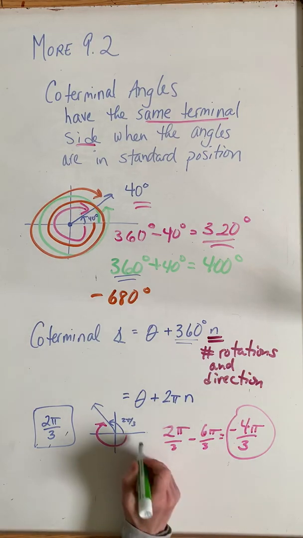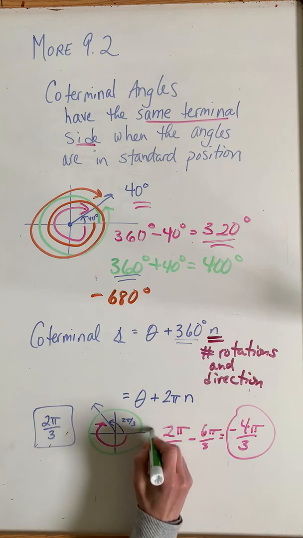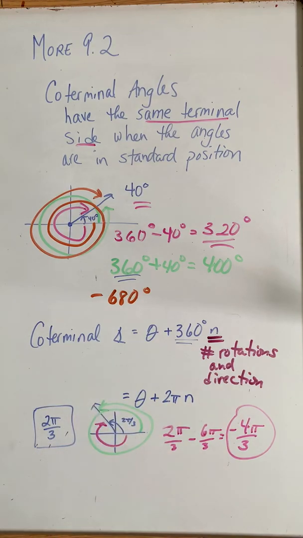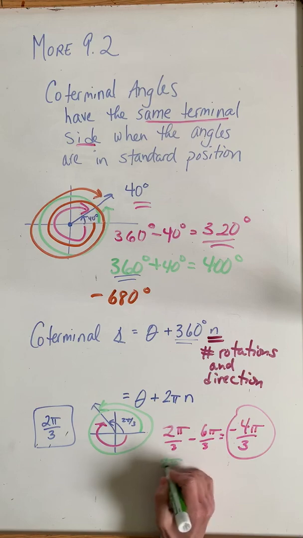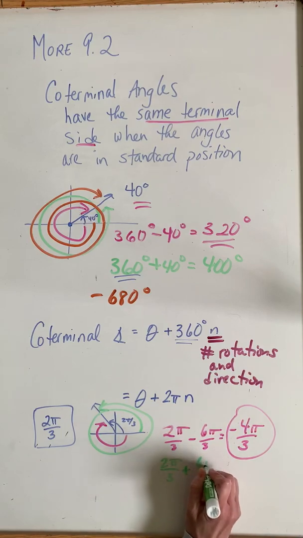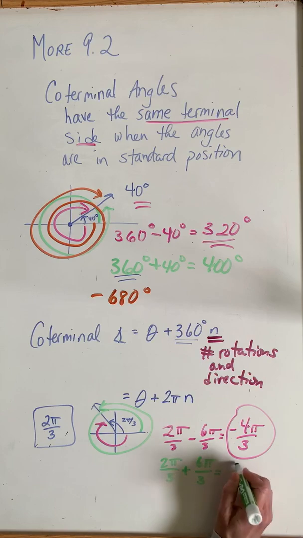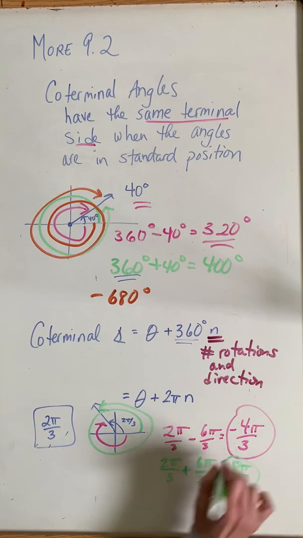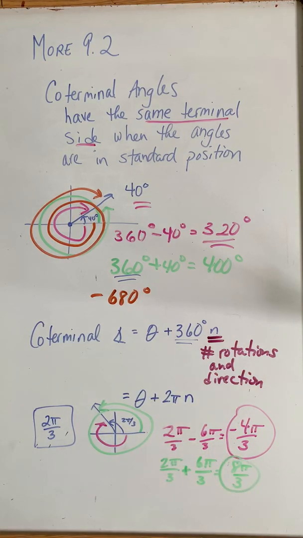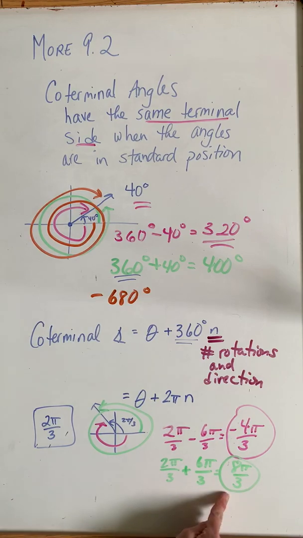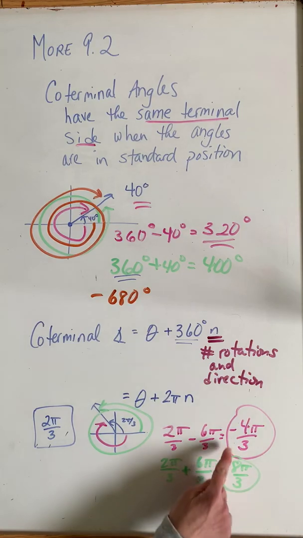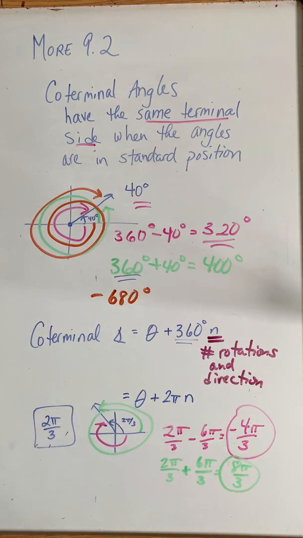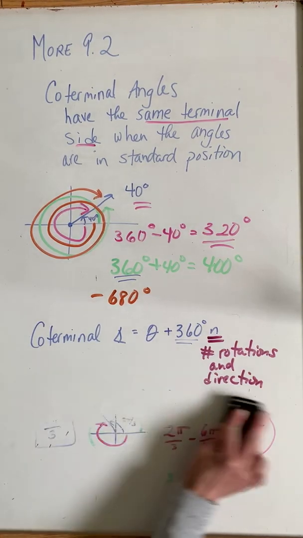The other possibility, if we wanted to have a positive angle, would be to go something like this. If we just did one extra revolution, so then we would be adding that one rotation, and that would give us 8 pi over 3. Okay, and again, lots of possibilities, right? I could continue adding 2 pi to this, or continue subtracting 2 pi from this if you wanted to get a different answer, okay? Okay, so that's coterminal angles.